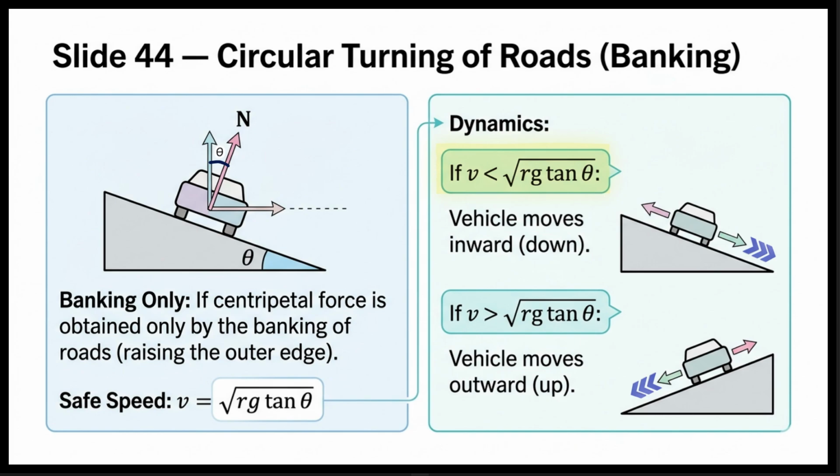If the velocity v is less than the square root of r g tangent theta, the centripetal force is too strong for the speed. Consequently, the vehicle moves inward and slides down the banked slope. This motion is shown in the first small diagram with the green arrow. Conversely, if v is greater than the square root of r g tangent theta, the car lacks sufficient inward force. This causes the vehicle to move outward and slide up the bank. The final diagram depicts this outward skid with the pink arrow.